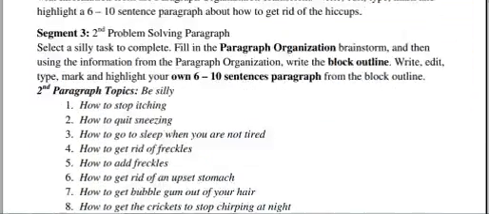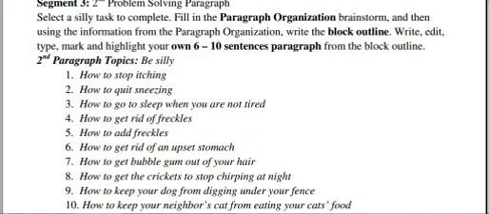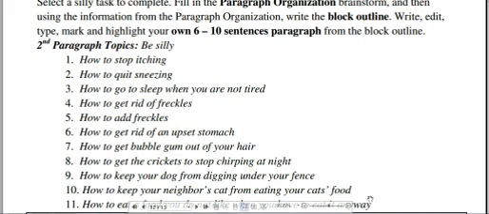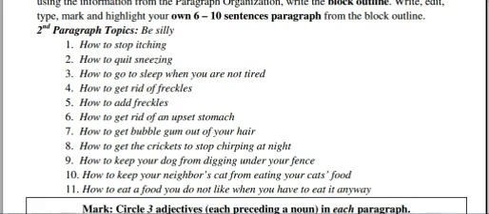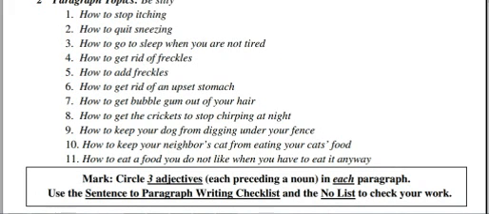And down here, this is where you're going to choose your other how-to paragraph. Remember, this is not a step 1, step 2, step 3 necessarily. You're just coming up with different ways to get rid of these things or how to conquer them. Remember, you have to have 3 adjectives in each paragraph that you are to circle.